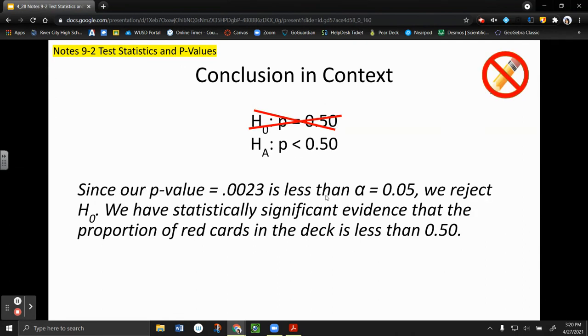So again, going back to our example here, remember our p-value is 0.0023, and if we're using an alpha of 0.05, this is what our conclusion would look like. Since our p-value, 0.0023, is less than alpha of 0.05, we reject our null hypothesis, or H0. We have statistically significant evidence that the proportion of red cards in the deck is less than 0.50.